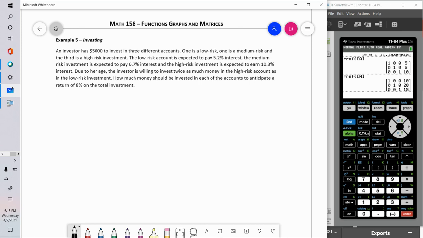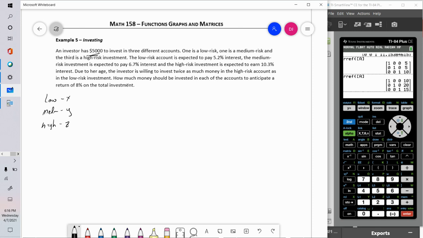The problem I have with that is that if I use L as a variable, I don't write L's very well, and L's can be confused with 1s. So I'm just going to stick with X for the low. Medium, I'm going to use Y. And a high risk investment, I'm going to use Z. You've noticed I don't write super well anyway, so I try to be careful not to confuse myself too much. The investor has $5,000 to invest.